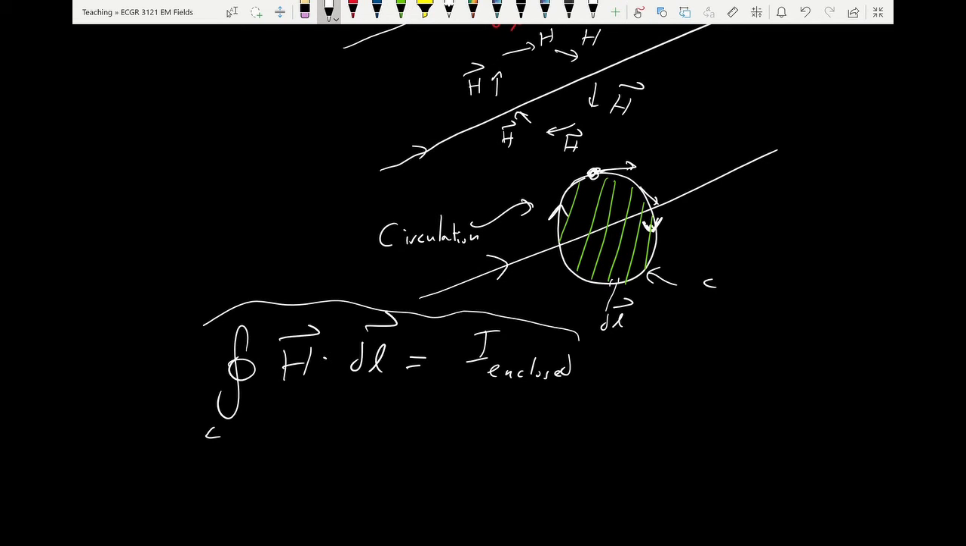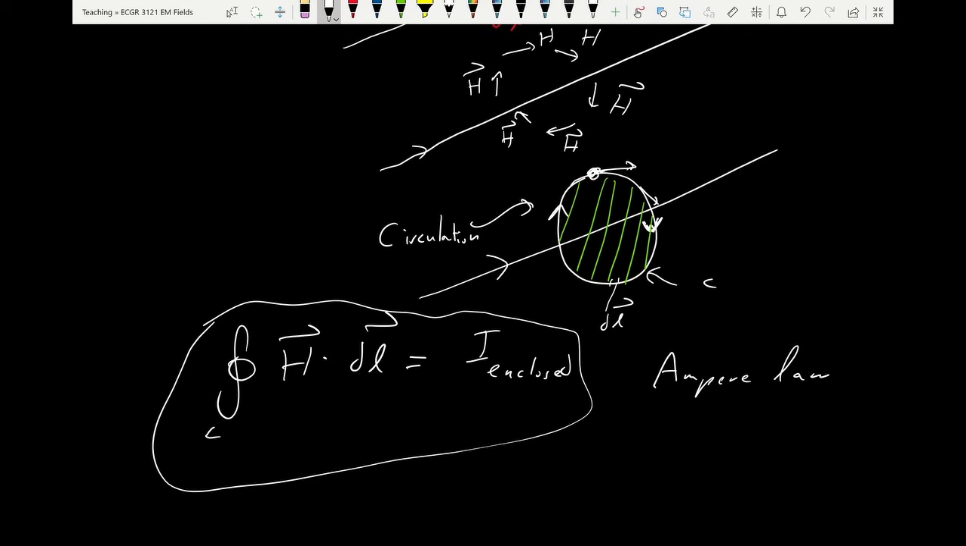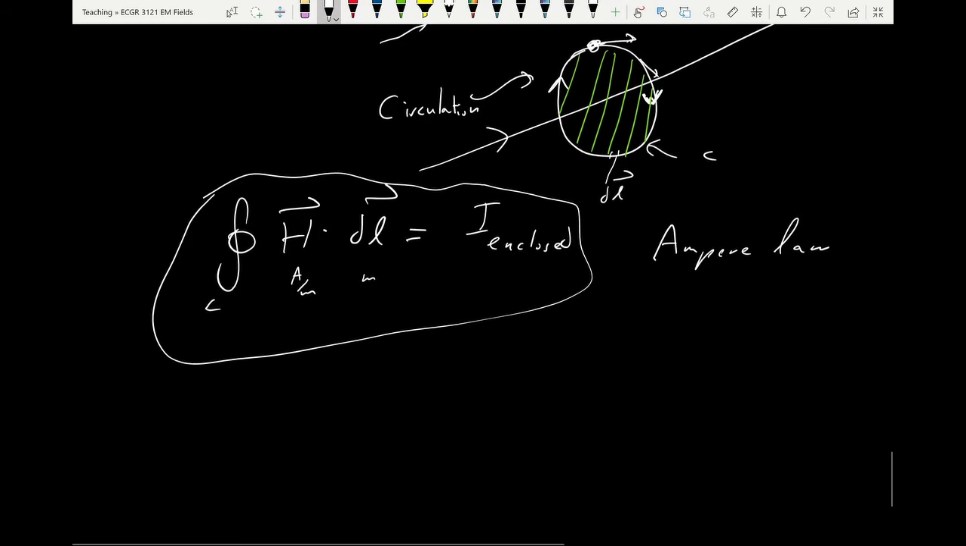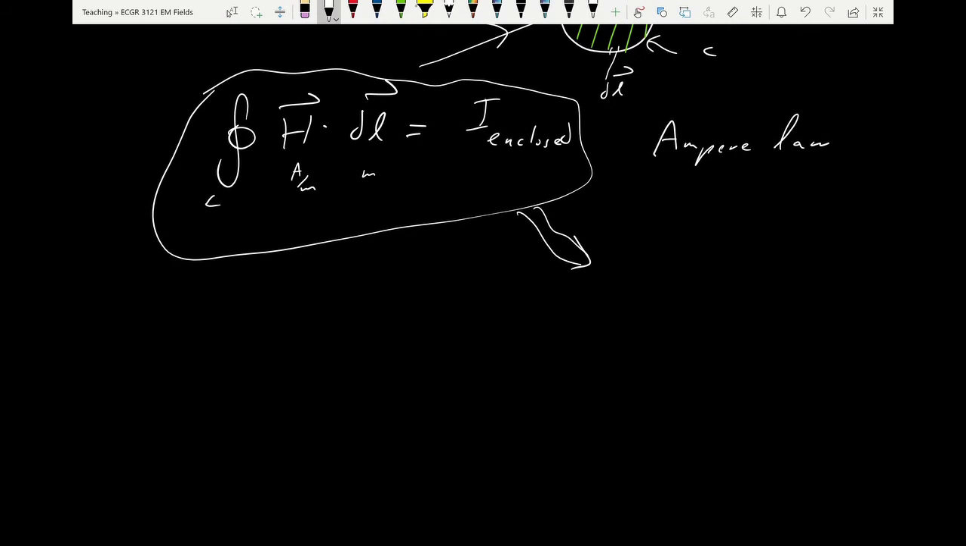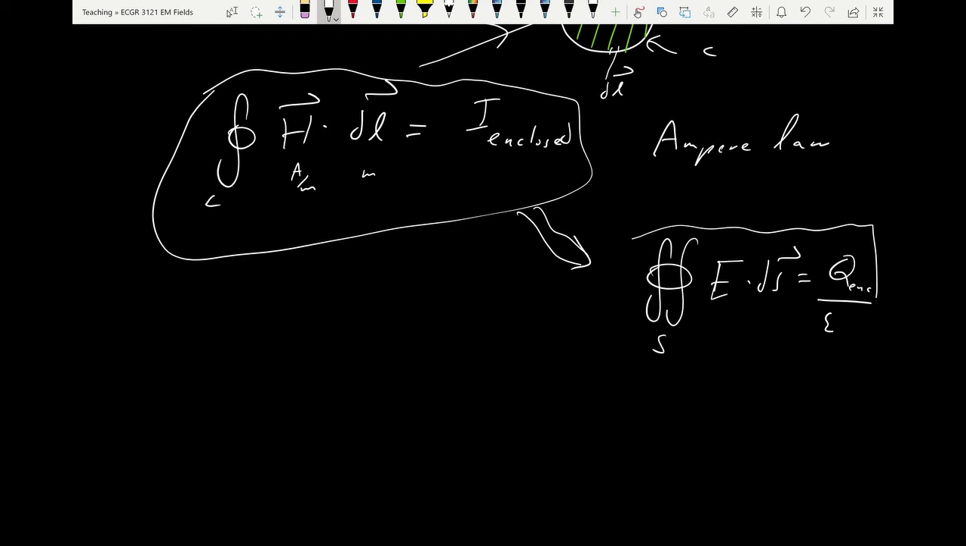And this is Ampere's law. It makes sense in terms of units too, because if H is ampere per meter and dl is meters, I get ampere. Notice that it's kind of like the analog of Gauss's law, but in Gauss's law you take a surface integral: E dot ds equals q enclosed over epsilon. So this is the counterpart in the domain of magnetics of Gauss's law.